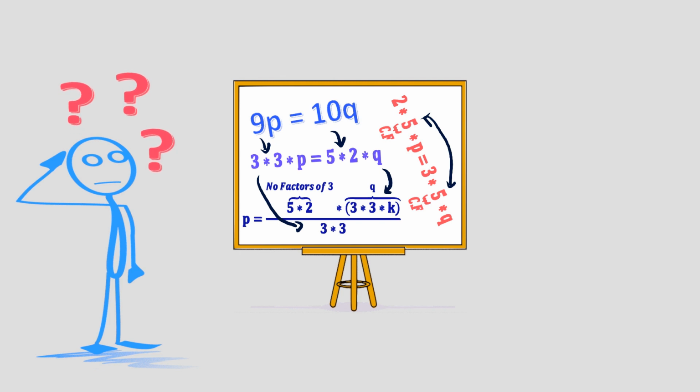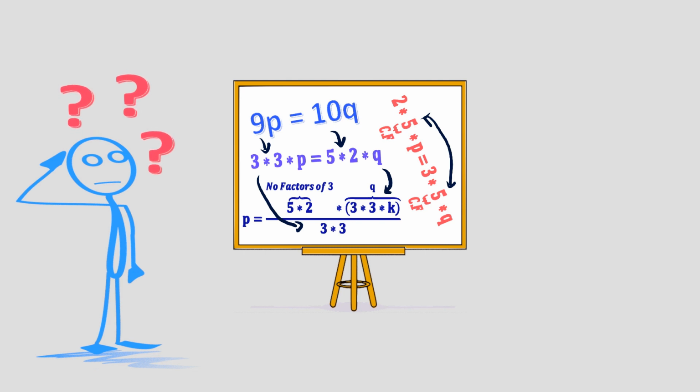On the other hand, if we have something like 10 times p equals 15 times q, we cannot conclude that 10 divides q, since the factor 5 is shared with both 10 and 15. So we might lose that factor of 5 with 15.